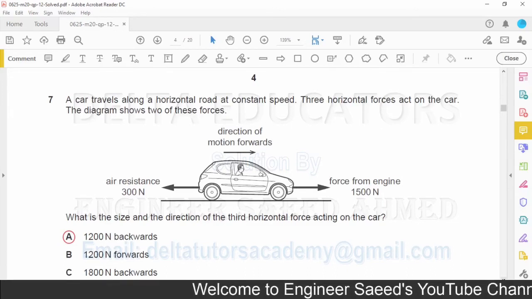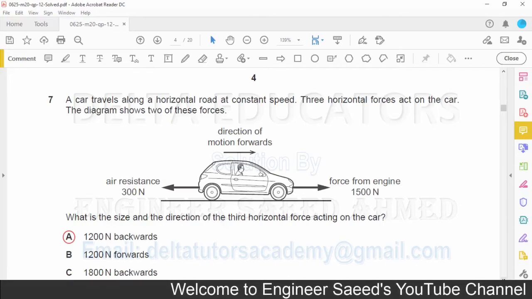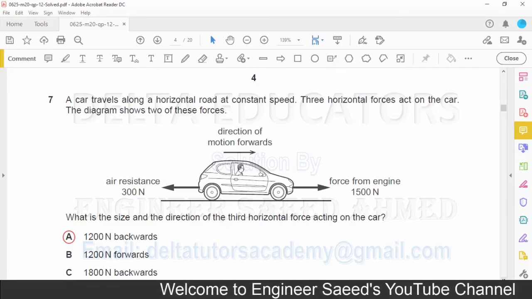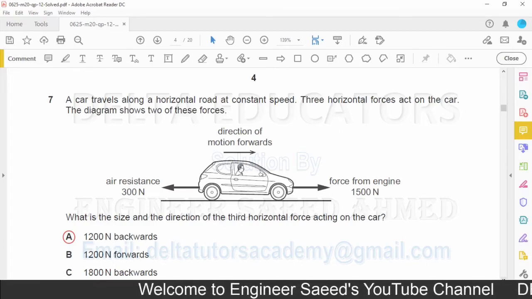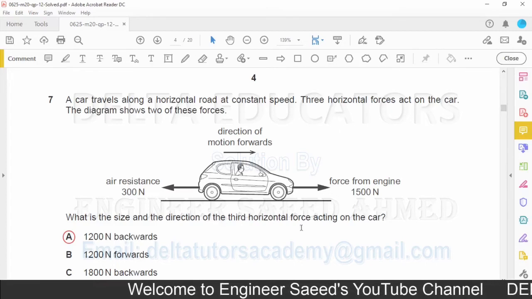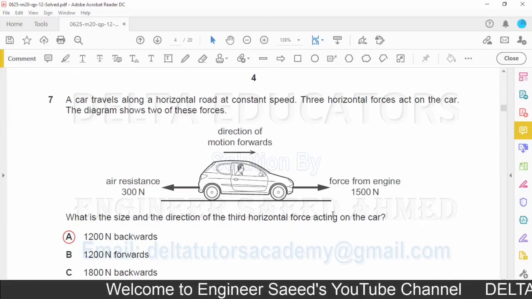Question number 7. A car travels along a horizontal road at constant speed. Three horizontal forces act on the car. The diagram shows two of these forces. What is the size and the direction of the third horizontal force acting on the car?